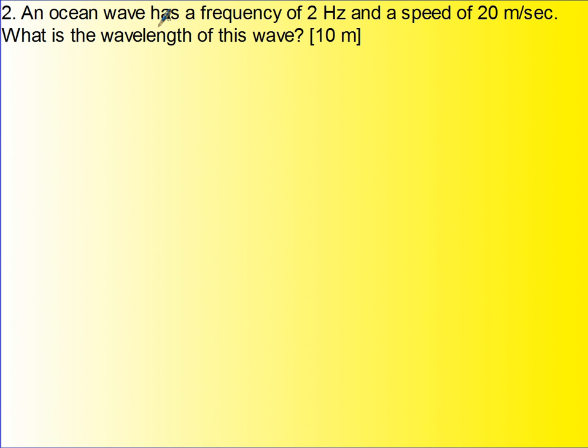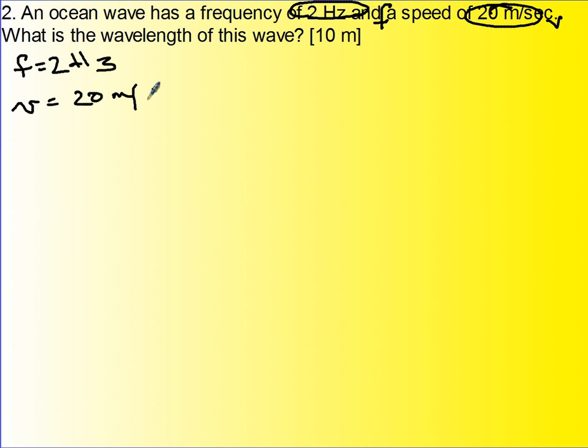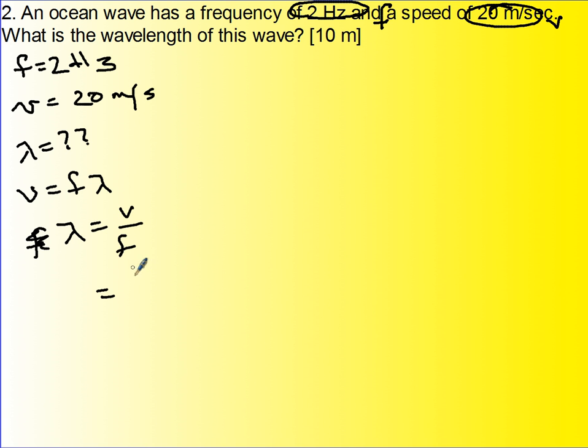An ocean wave has a frequency of 2 hertz, so that's my frequency, and a speed of 20 meters per second. So that's V. What's the wavelength? In this case, the frequency is 2 hertz. Velocity is 20 meters per second. And we're looking for the wavelength. This is just like the first problem. My equation is V is F lambda. So my frequency, oh, I don't want frequency, I want wavelength. Wavelength is V divided by F. So this is 20 divided by 2, or 10 meters.